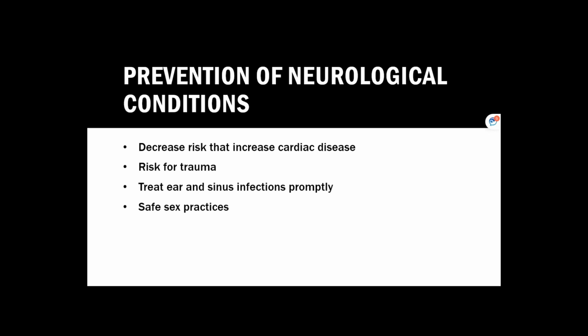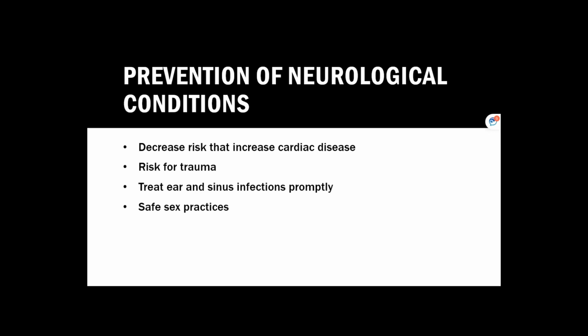And again, all of those factors I just talked about that increase cardiac disease can cause atherosclerosis, which can cause a decreased blood supply to the brain and to the spinal cord, and therefore we know that could increase the risk of stroke or cerebrovascular accident. So again, that's the connection there with how to prevent the neurological conditions.